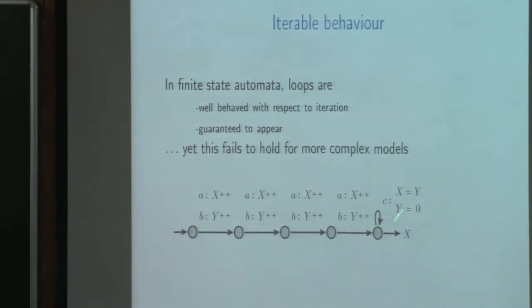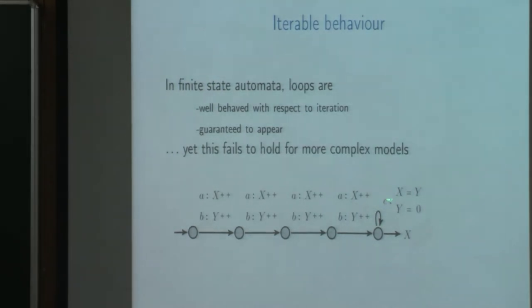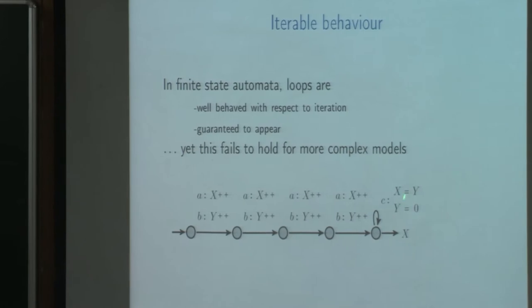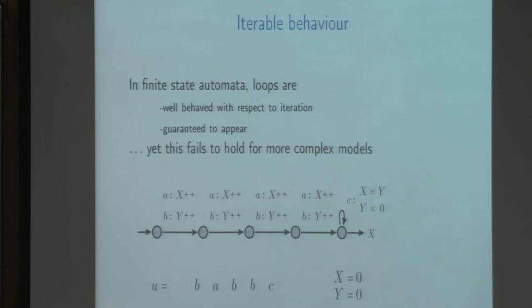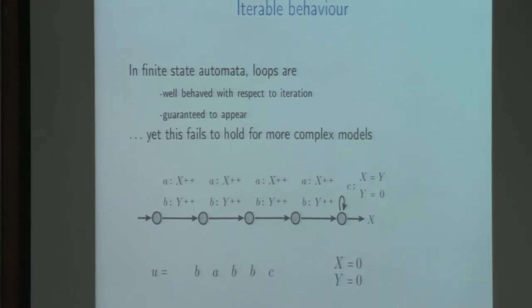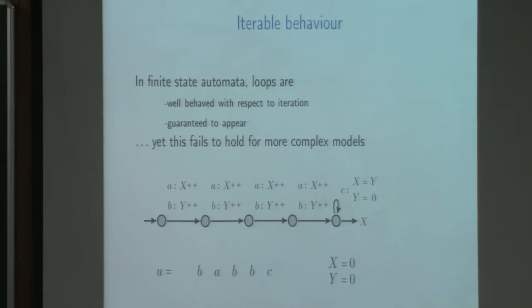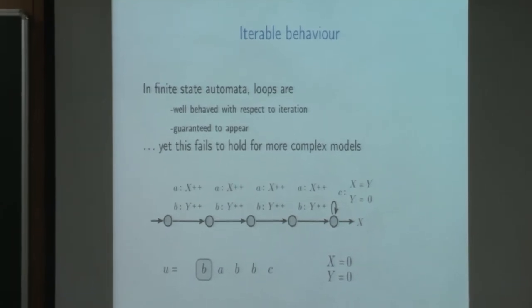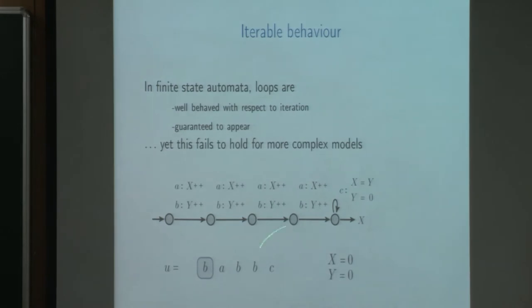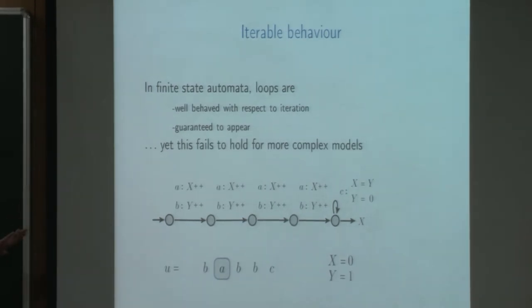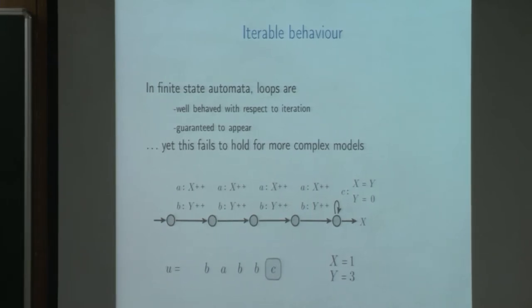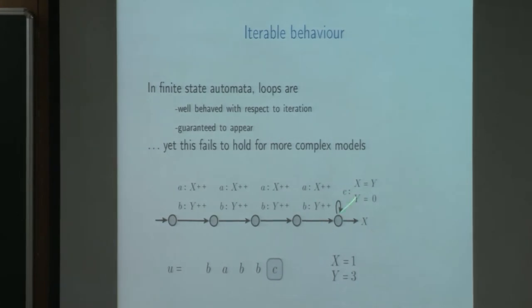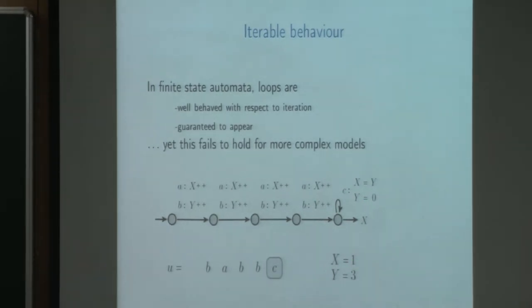And finally, here you have a loop. You can read some Cs. And whenever you read a C, you put the value of Y into X, and you reset Y. So that's something you can do. That's a cost register automaton. Let's have a look at a run. If we have the word BABBC, we start at the beginning with register values 0. We read the first B, so we increment Y. We read an A, we increment X. BB, two more increments to Y. And then when we read the C, we put the value of Y into X, and we reset Y. So from (1, 3), we go to (3, 0).